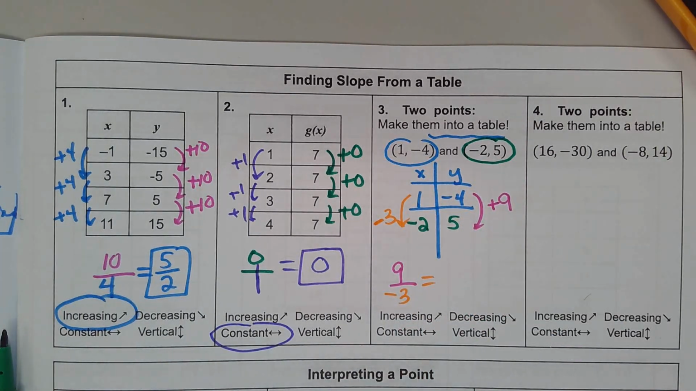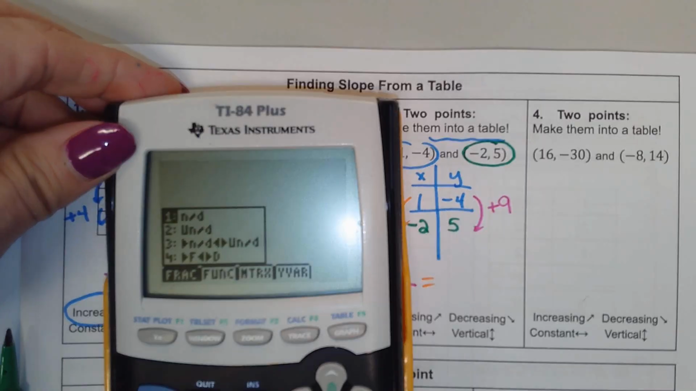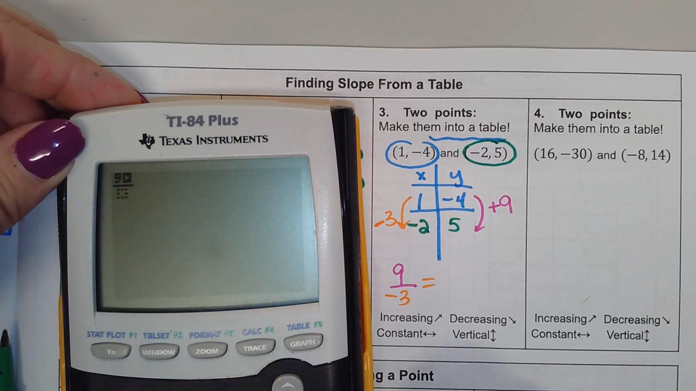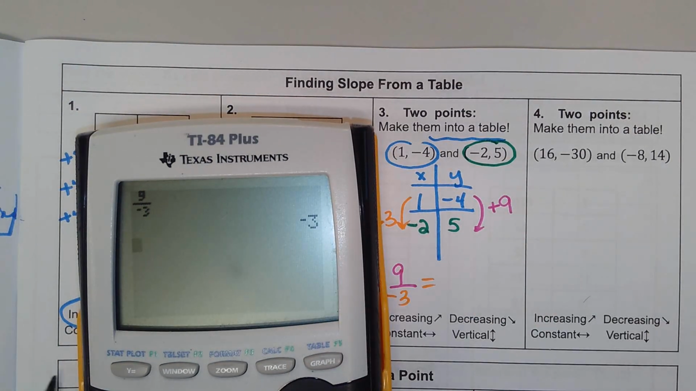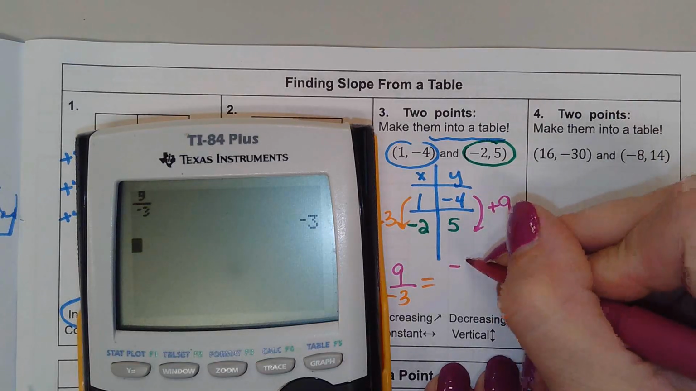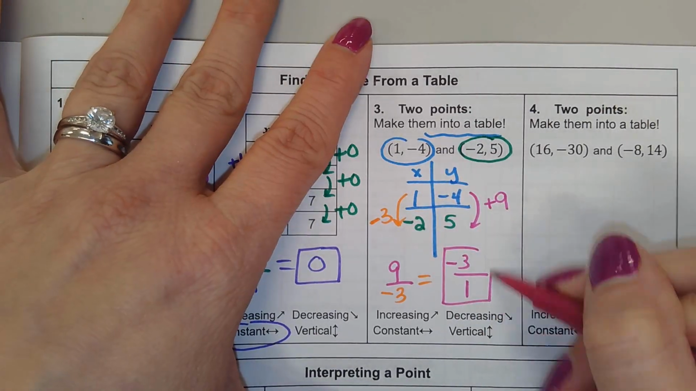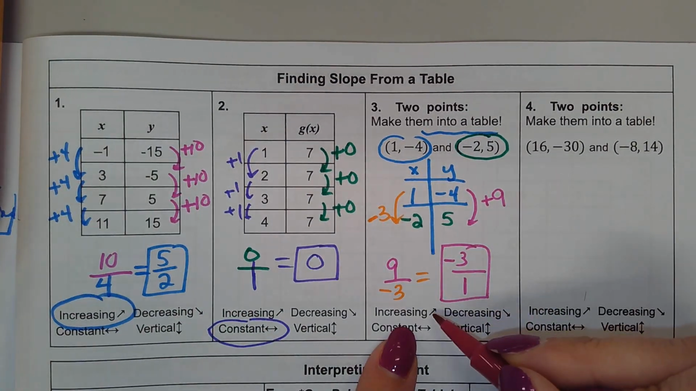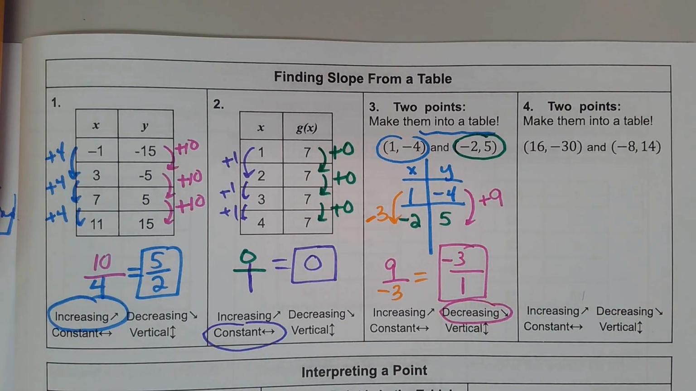Let's see if that reduces. We will get our fraction. 9 over negative 3 reduces to negative 3. Okay, and the calculator will not put the 1. So this line is not positive. This is decreasing.